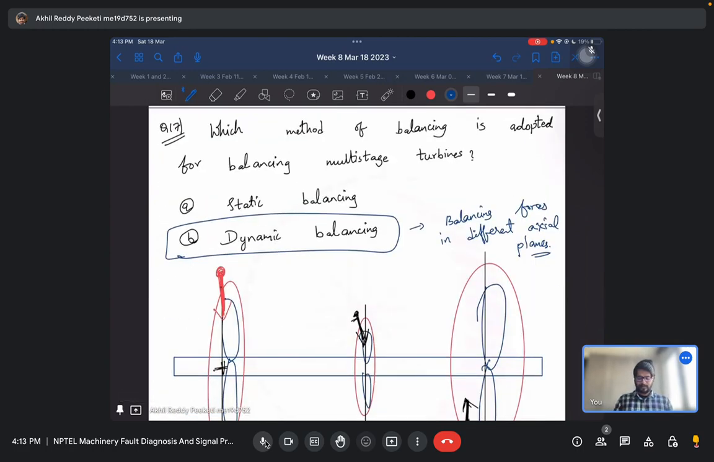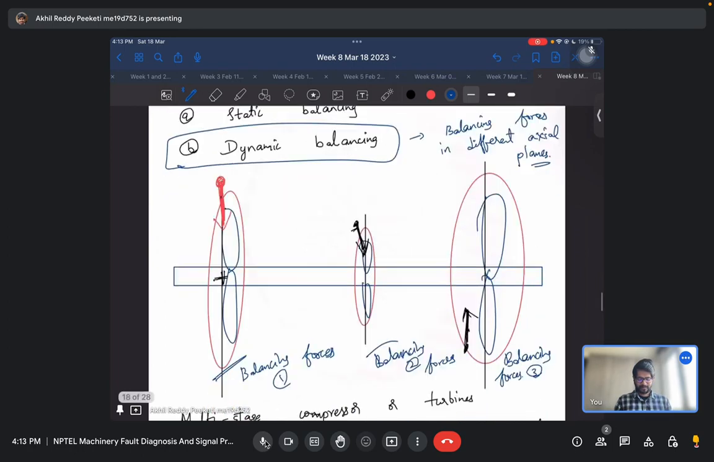Now, if you have these multi-stage turbines, what is the technique that you use? You use something called dynamic balancing, where you go to each axial plane and balance the forces in that axial plane. As you do that for all the planes, there are no unbalanced forces and unbalanced couples in total. So this method is called dynamic balancing.